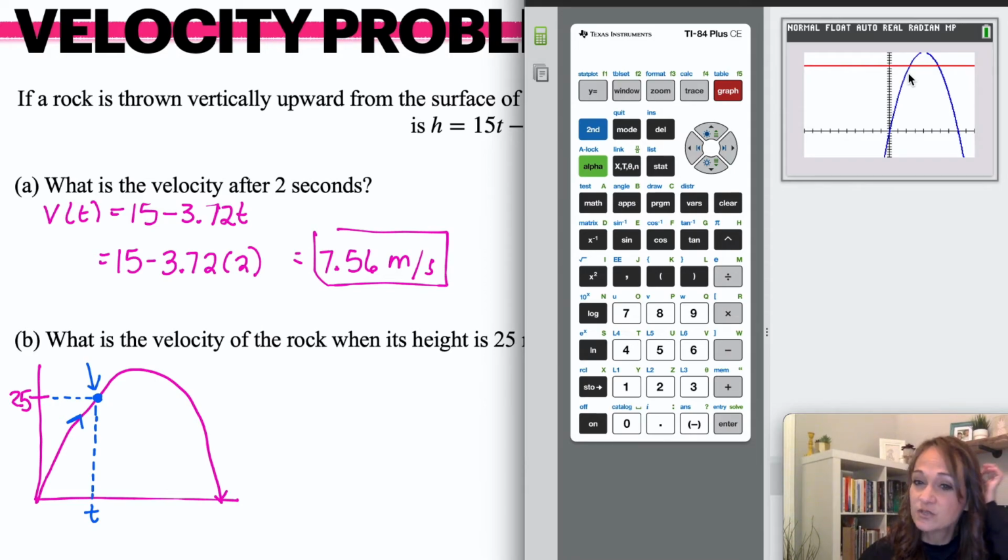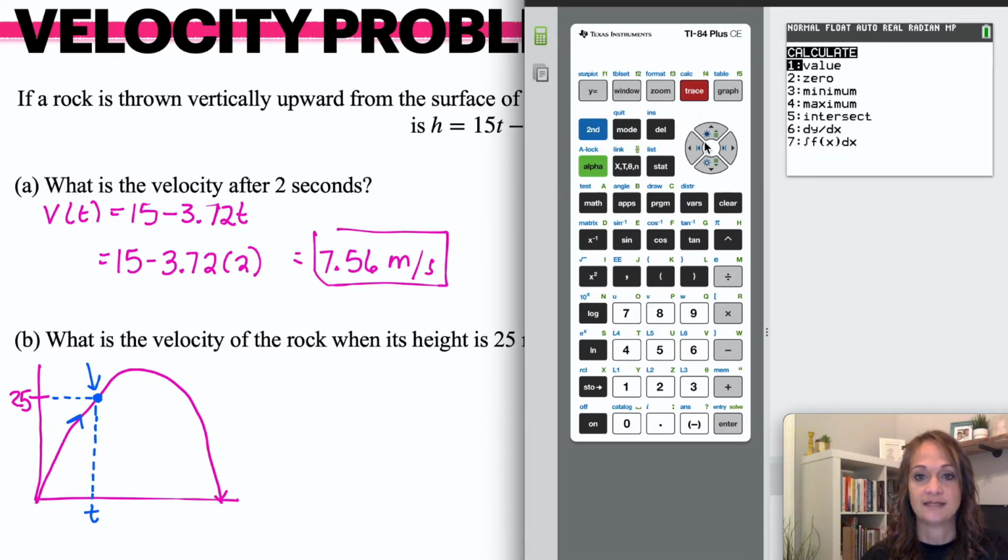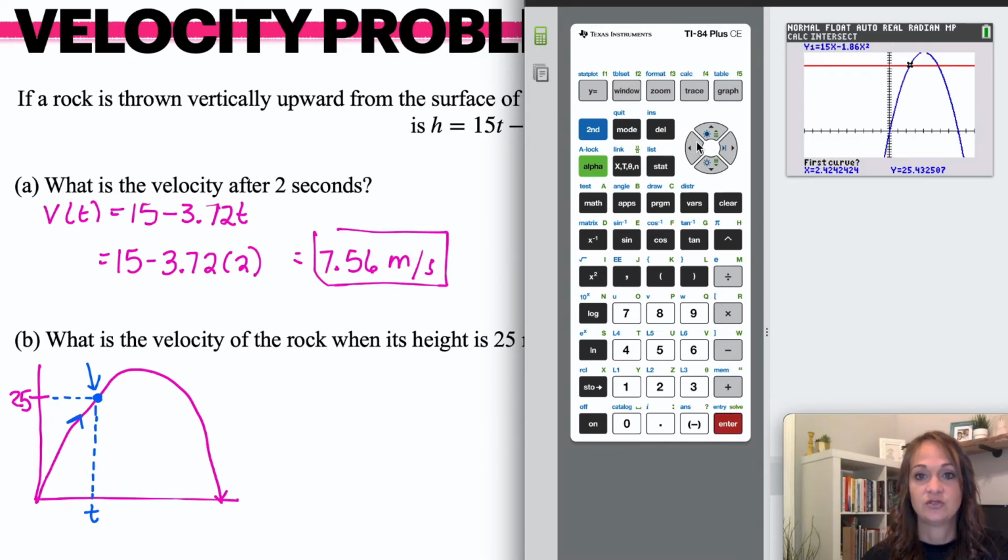And why does it say on its way up? Because it will eventually start coming back down, and it's going to be at 25 meters at another point. We want to know, as it's on its way up, what is the velocity at 25. So I'm going to hit second trace. I want to know, where do these two lines intersect? It's going to ask for the first curve, so I'm going to get really close to this intersection point at the first curve, hit enter. I want to get really close to the intersection from the second curve, hit enter. Hit enter one more time, and you will get 2.35.